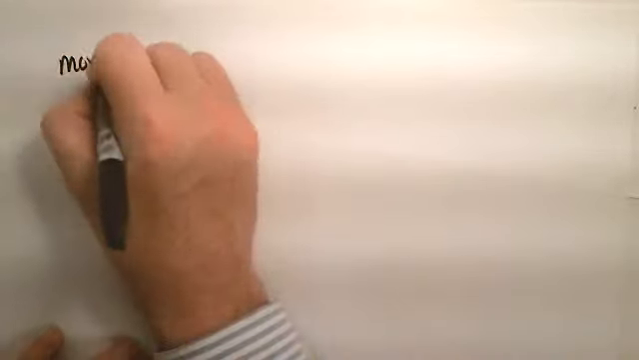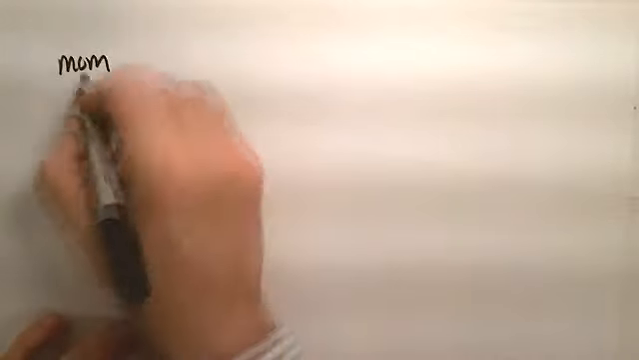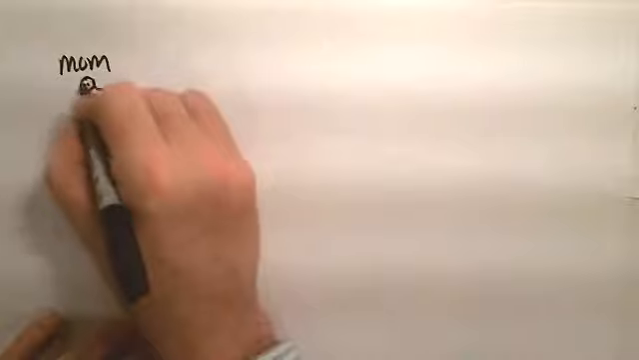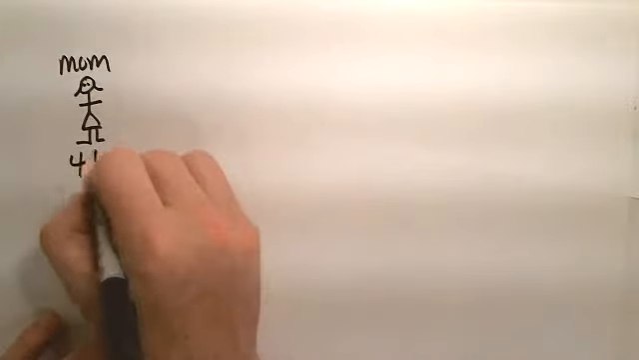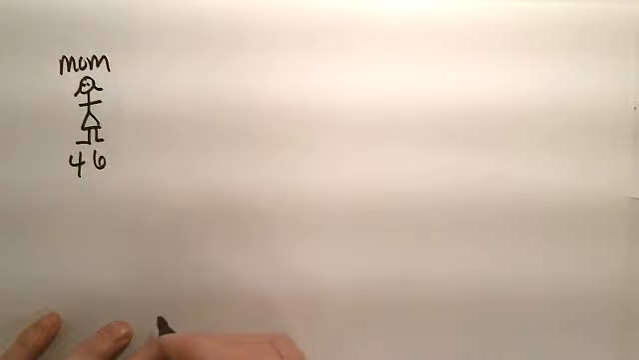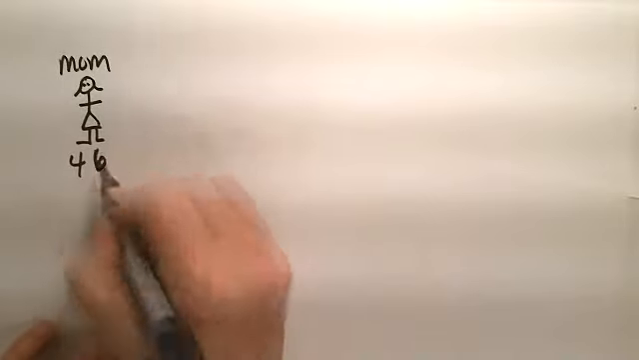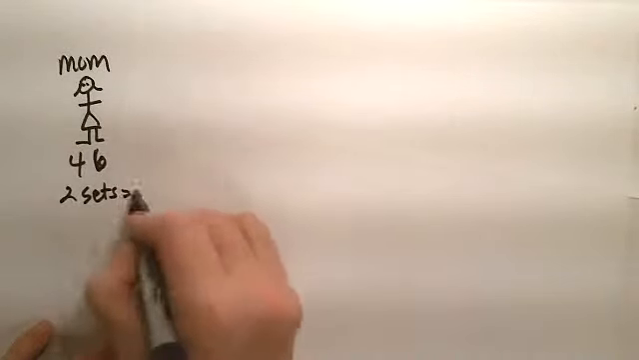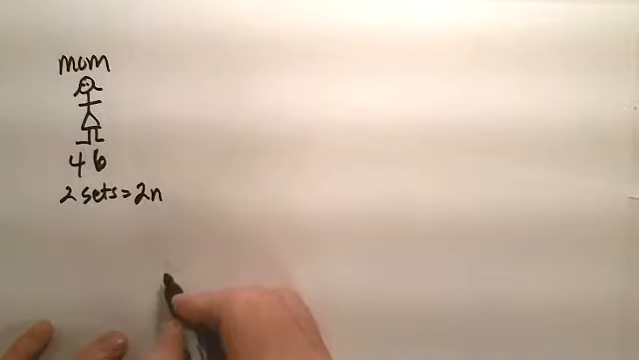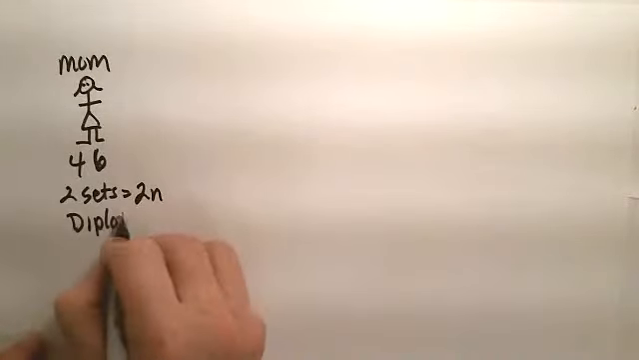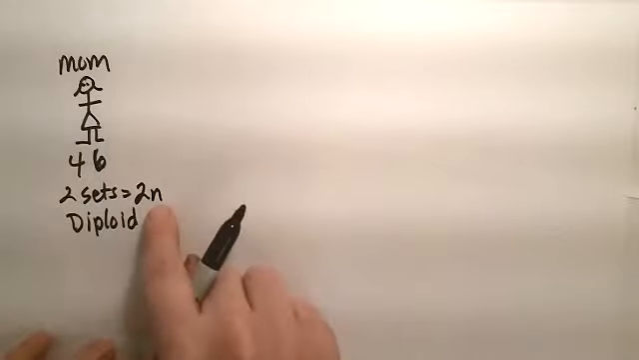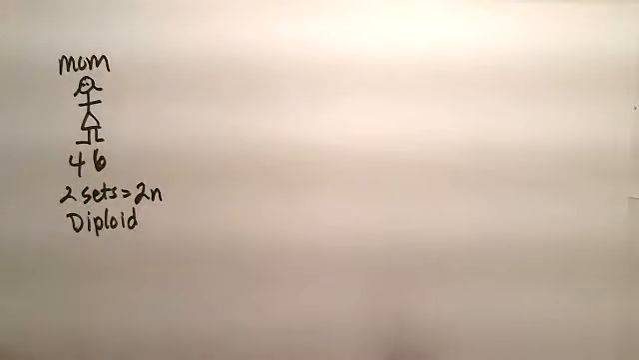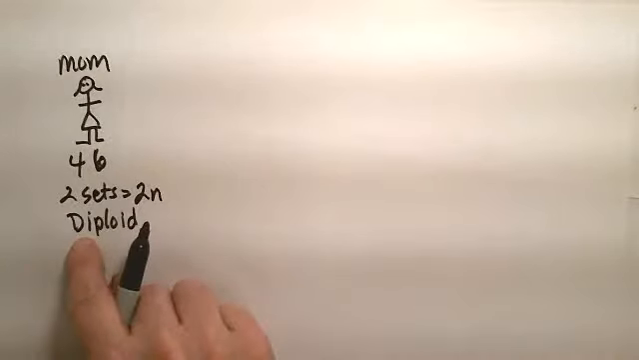So mom has 46 chromosomes. So here's mom. Give her some hair. She's got these 46 chromosomes. That's two sets. And we refer to that as 2N, or diploid. The N is the number of sets. And because there's two sets, 46 total, she's what's called diploid.